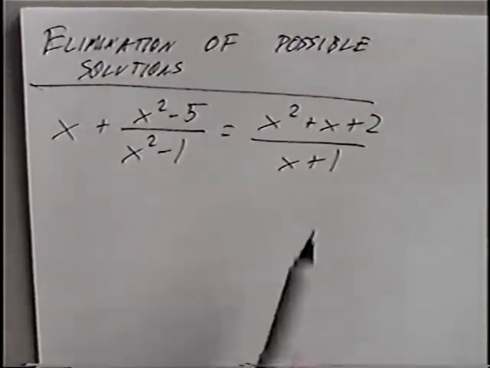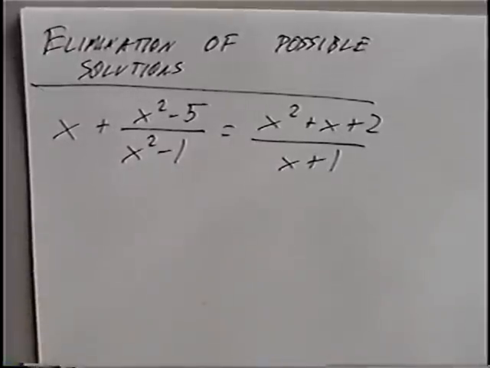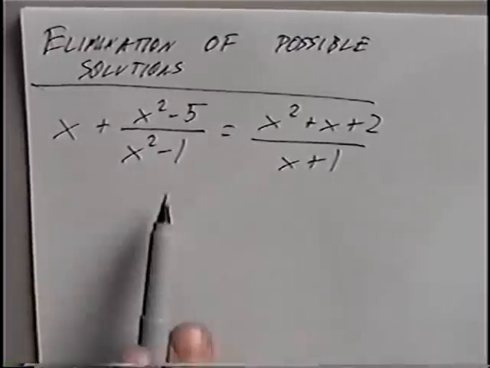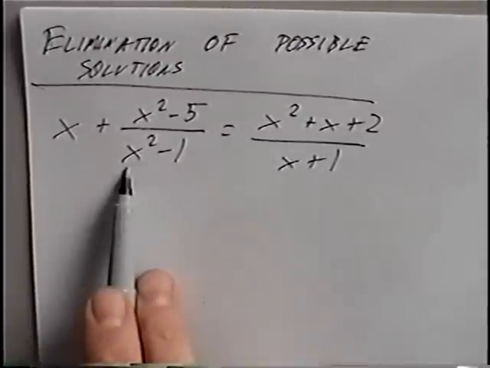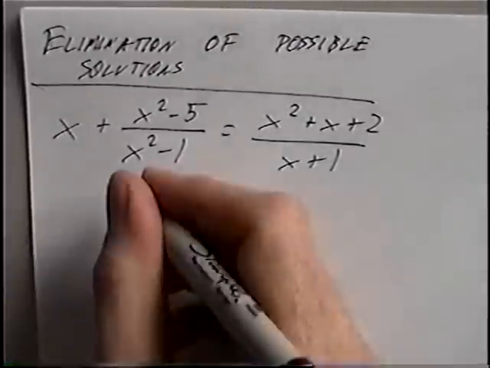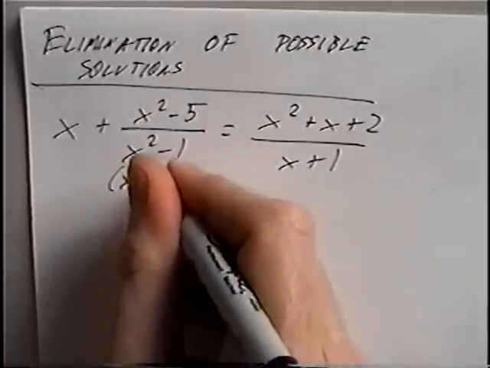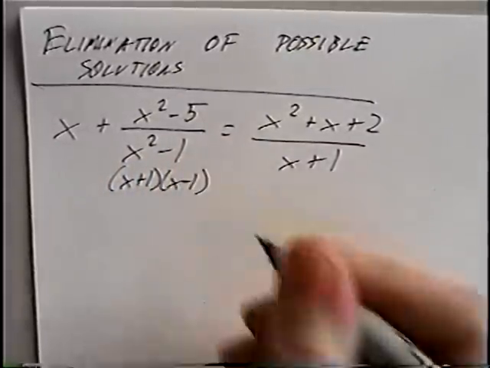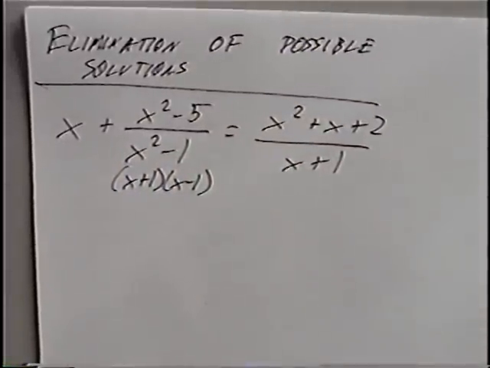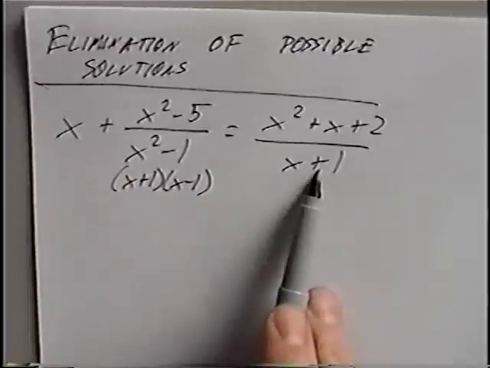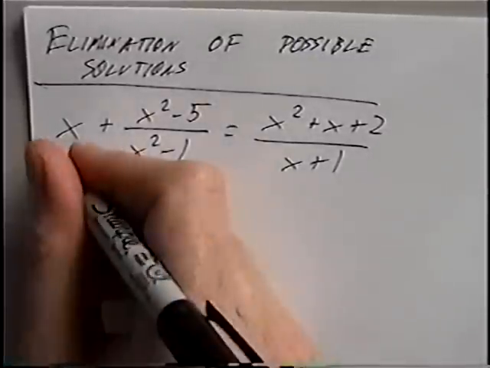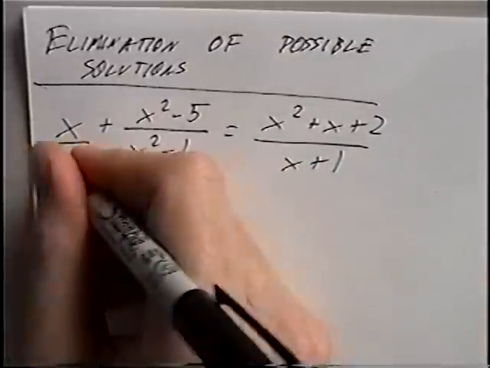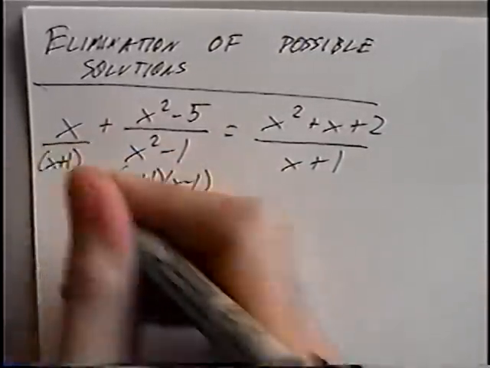Same idea as before. We have three terms or three fractions. Before we can add or subtract the fractions, they have to have the same denominators. In this case, one of the denominator's factors, x squared minus 1, is the same as x plus 1 times x minus 1. So these two fractions have x plus 1, which means this first term x also has to have an x plus 1.